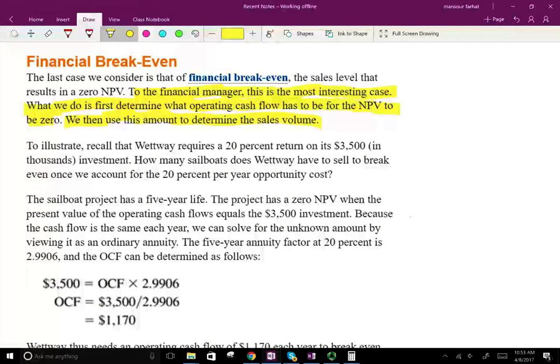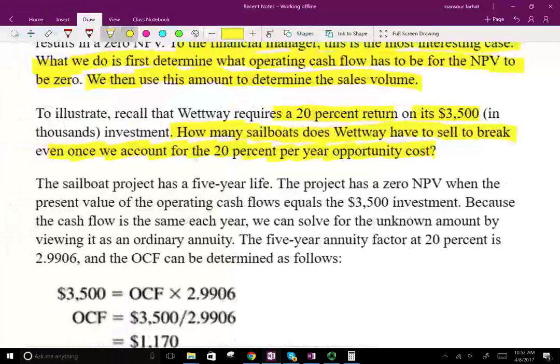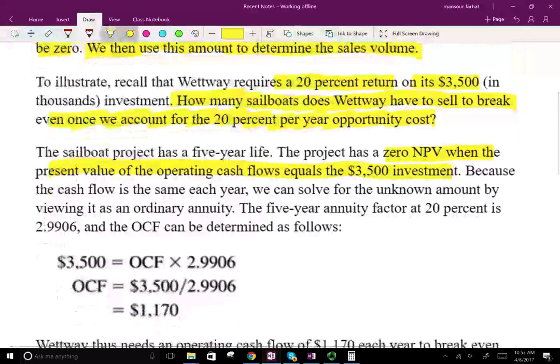To illustrate, this company requires a 20% rate of return on its 3.5 million investment. How many sailboats does this company have to sell to break even once we account for the 20% per year opportunity cost? Because remember, we have to earn 20%. So this is the financial break-even. The sailboat project has a 5-year life. The project has 0 NPV when the present value of the operating cash flow equals 3.5 million, obviously. Because the cash flow is the same every year, we can solve for the unknown by viewing it as an ordinary annuity. The 5-year annuity factor for 20% is 2.9906.